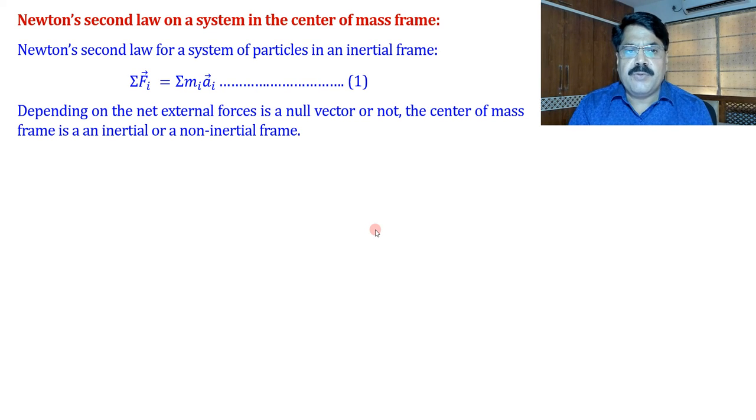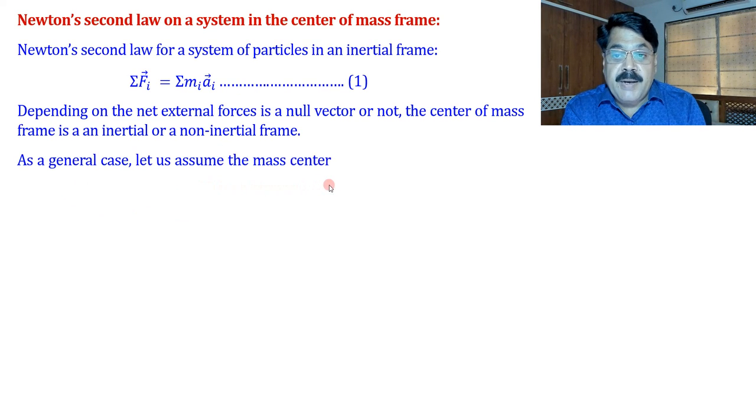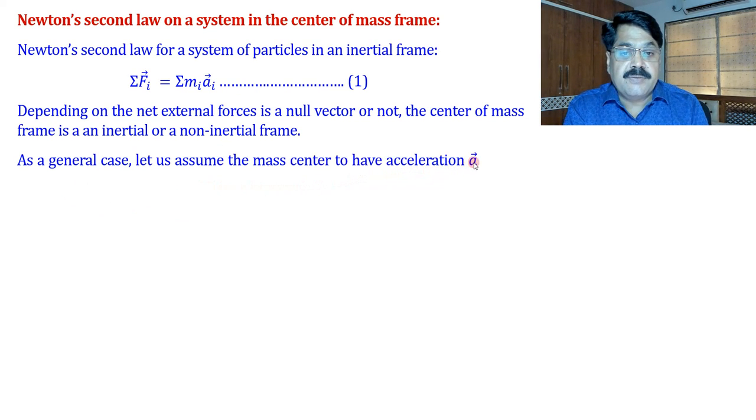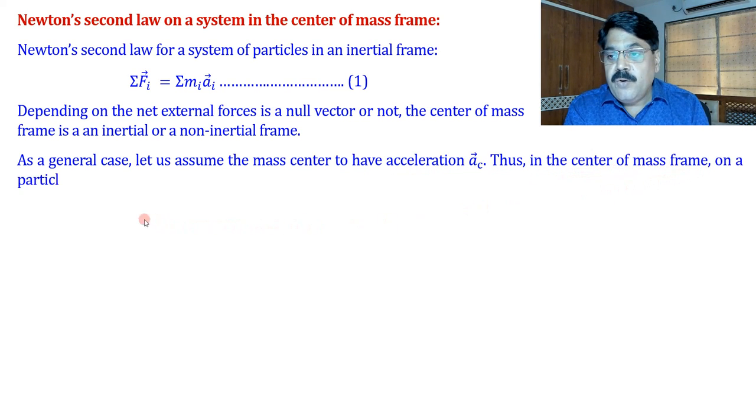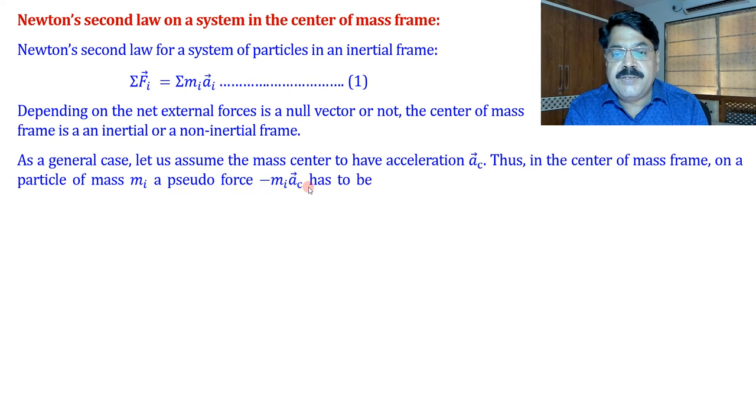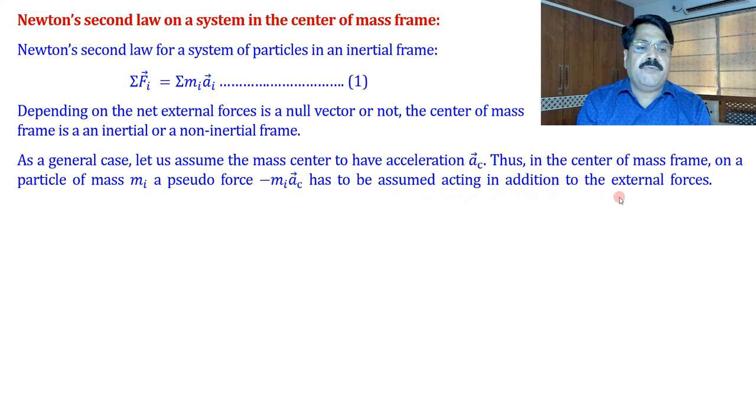But before going to that, what do we do? Simple thing. We know that this equation is correct. So we add to both the sides a quantity: the summation of all the pseudo forces on that side and also on that side. As a general case, let us assume the mass center to have acceleration AC vector. Thus, in the center of mass frame, on a particle of mass mi, a pseudo force minus mi AC vector has to be assumed acting in addition to the external force.